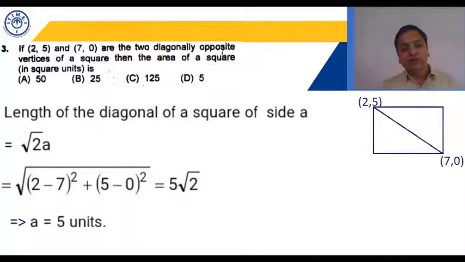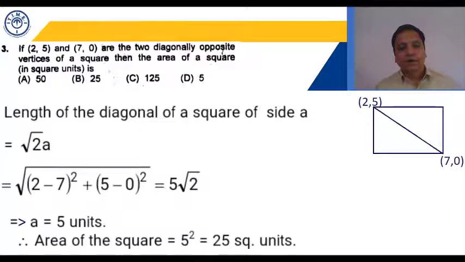Can you see, if diagonal A root 2 is equal to 5 root 2, so value of A is 5 units. Perfectly right. Whatever the length unit may be, A comes out to be 5 units. Further, area of a square is side squared. Side we found as 5. So area is 5 squared, which is 25 square units.